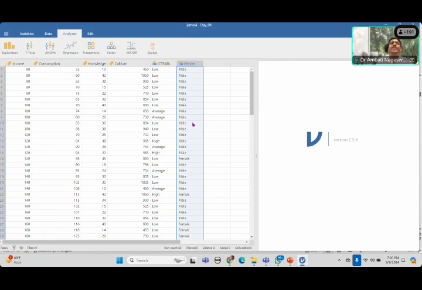Gender, we have male, female. These are the two categorical variables we have: ICT skills and gender. The remaining four variables are quantitative. Now, when it comes to conducting the correlation test, we require two quantitative variables.